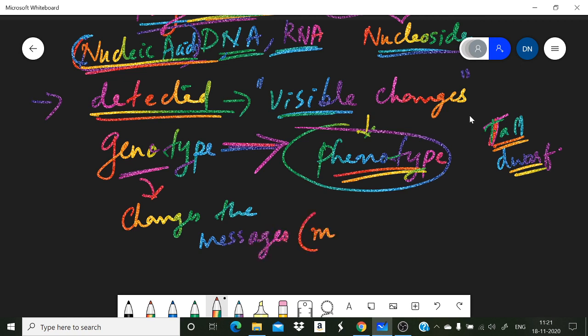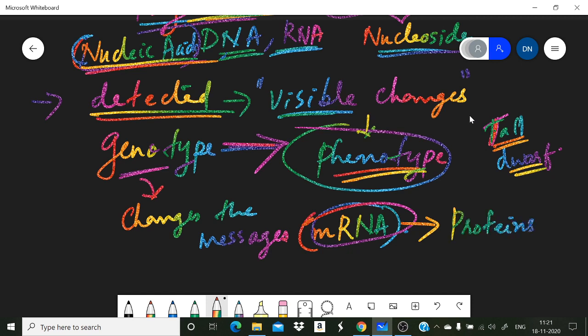Messages which are positioned in the mRNA molecule, that we will study later. Don't get confused with mRNA here. From the mRNA, only proteins are formed. All these proteins, whatever proteins are forming in our body, regulate all the features in our body.